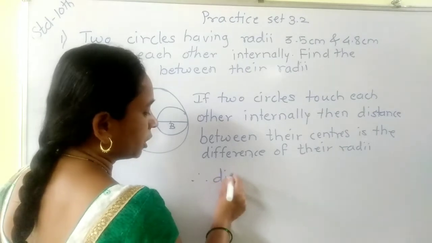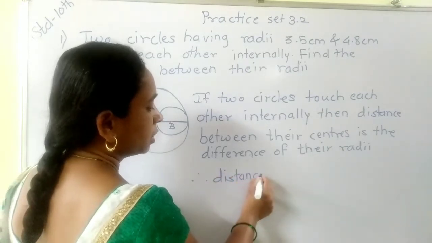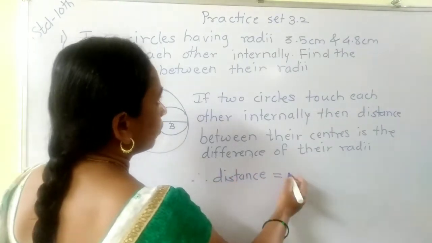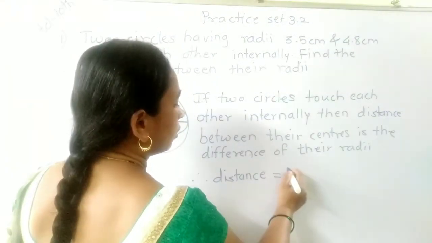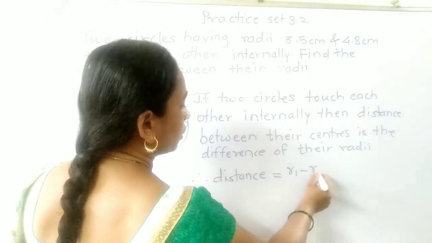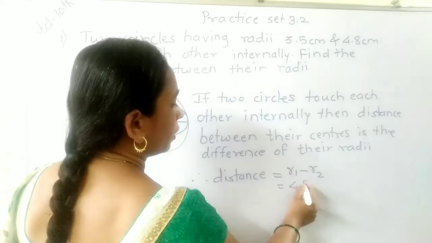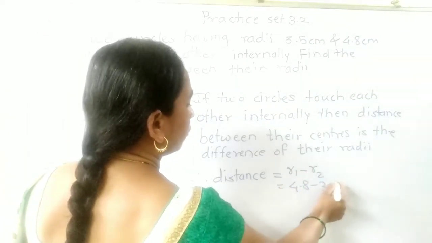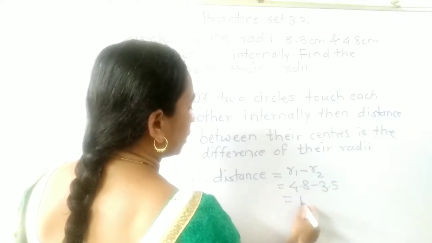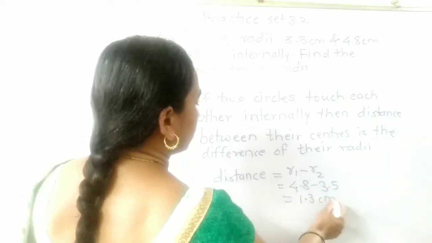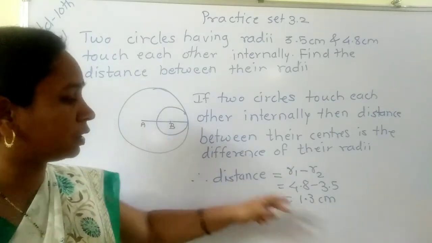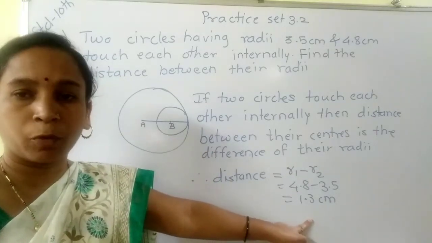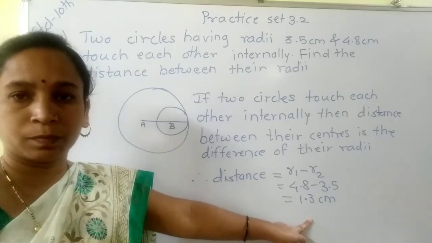Therefore, the distance between their centers is equal to R1 minus R2. So here I will consider 4.8 minus 3.5, and if you subtract, we will get the answer 1.3 centimeter. Means the distance between the two centers of the circles is 1.3 centimeter.